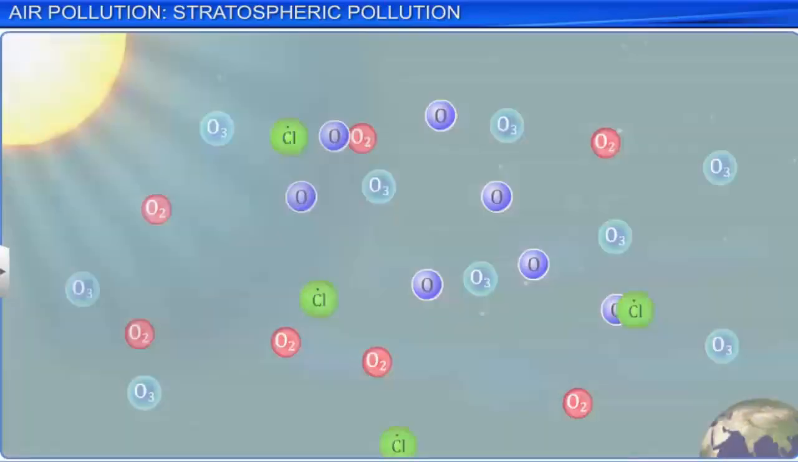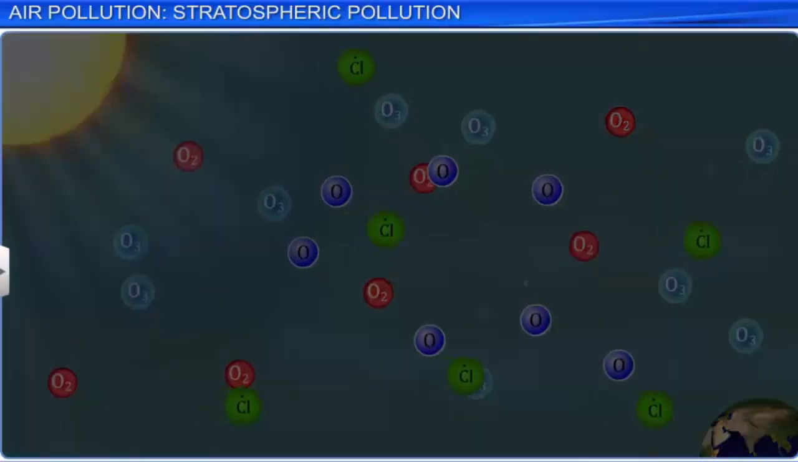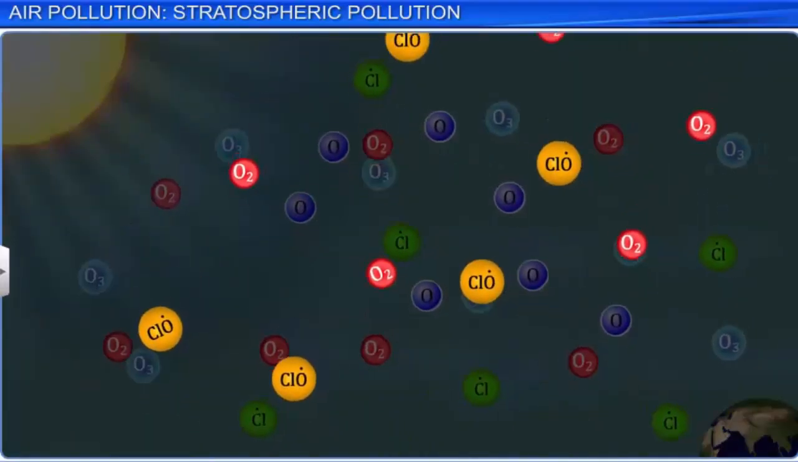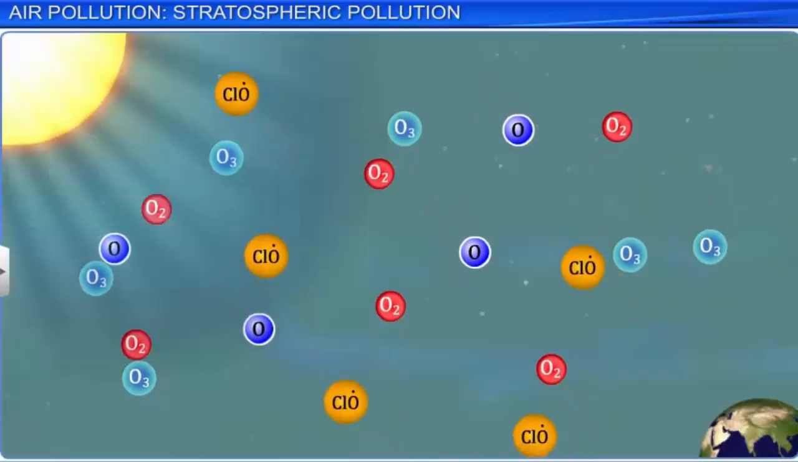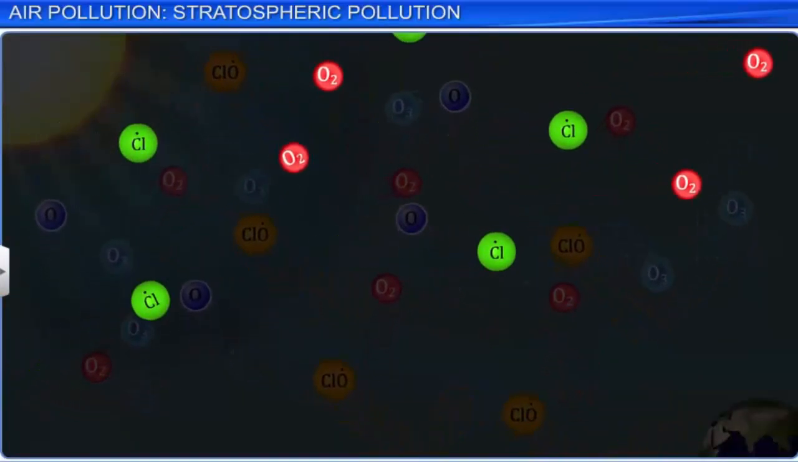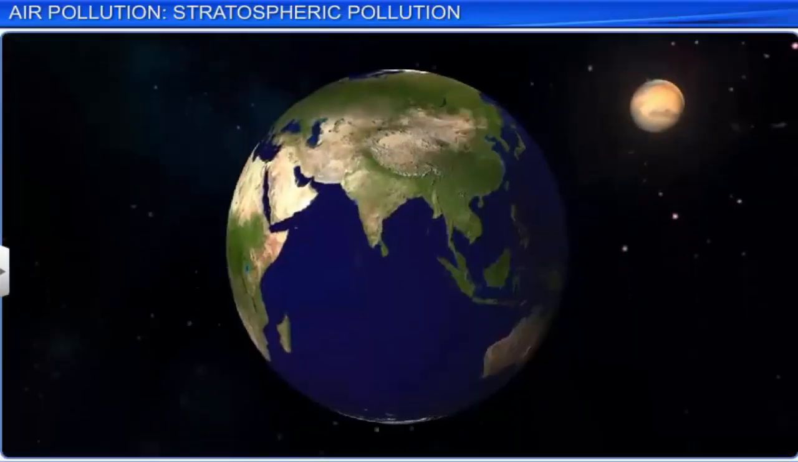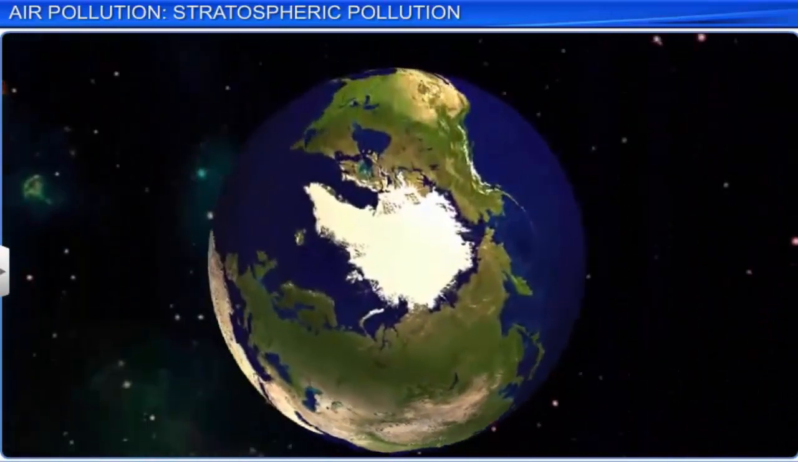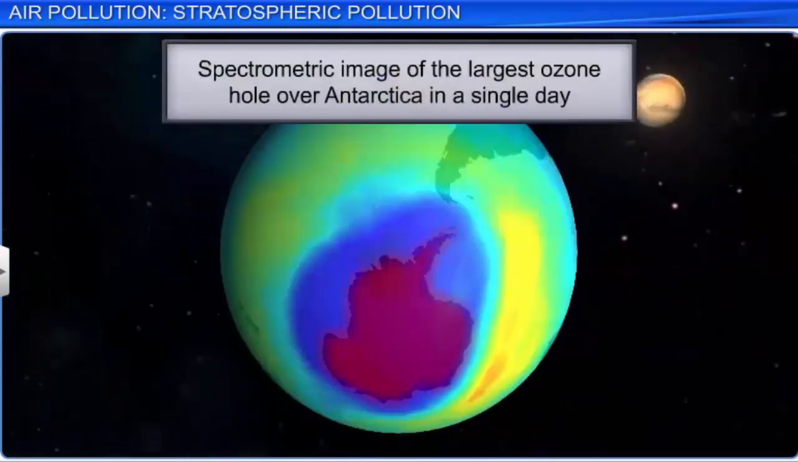This free chlorine radical is initially removed by reaction with ozone to form chlorine monoxide. However, it reacts with another oxygen atom, regenerating the free chlorine radical. As the rate of the chain reaction taking place is very high, ozone has depleted completely from a large area over the southern hemisphere, forming a hole in the ozone layer. This is called the ozone hole.